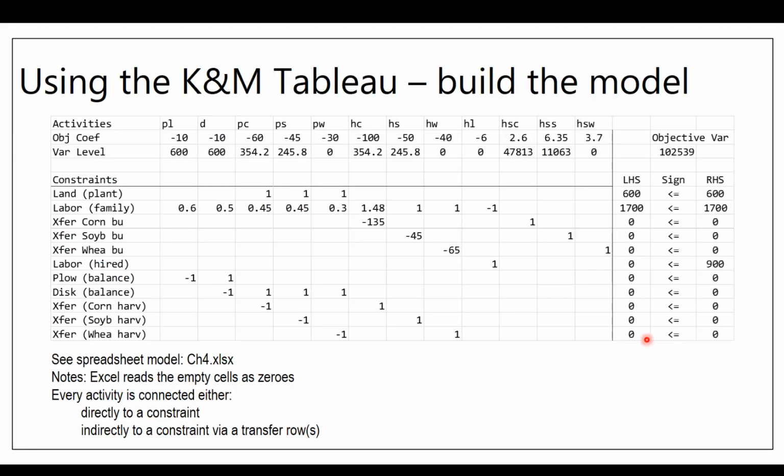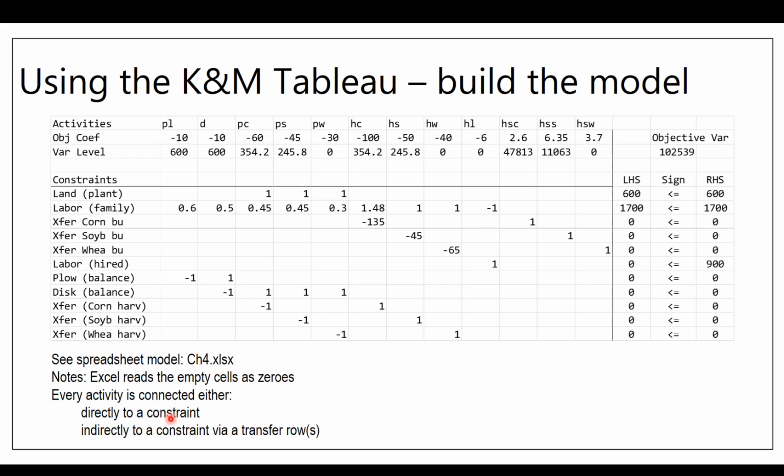And so that's what we want to be sure that we're not missing out on. Okay. So, and that's what these notes down here at the bottom say. So you have this spreadsheet model given with this lab. So a couple of notes. So these empty cells, Excel is going to treat as zeros. And then every activity up here has to be connected to a resource constraint. Okay, you don't want any free marketing going on.